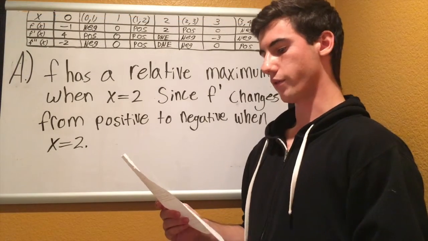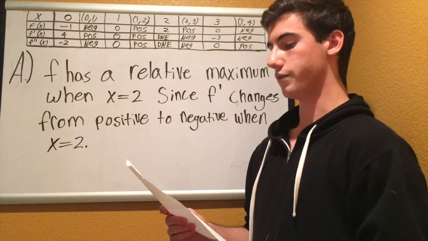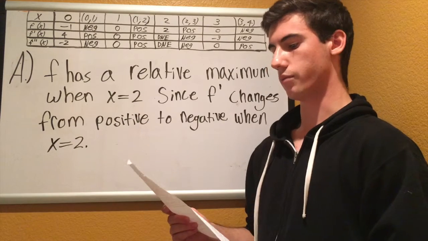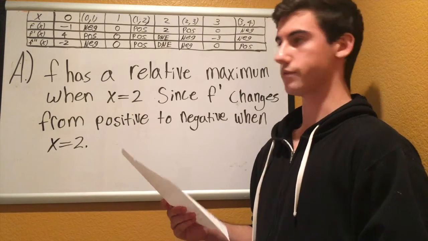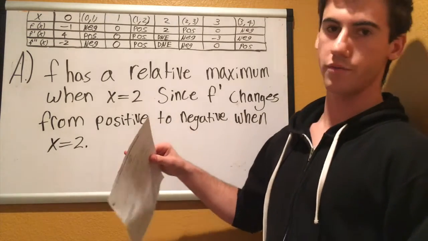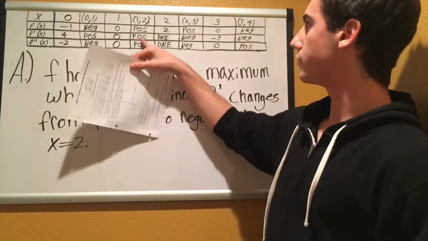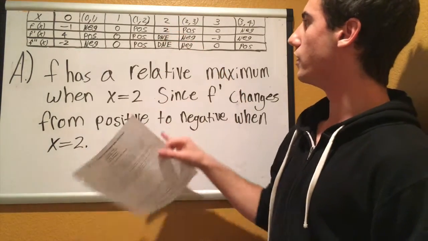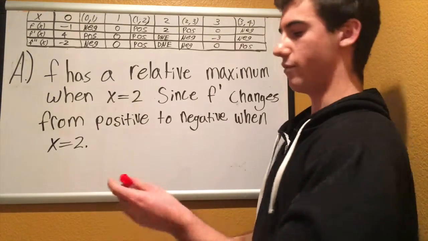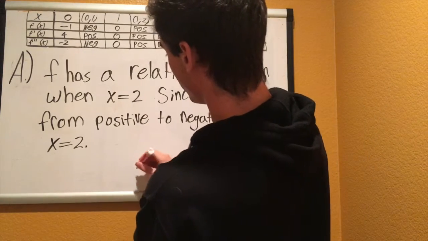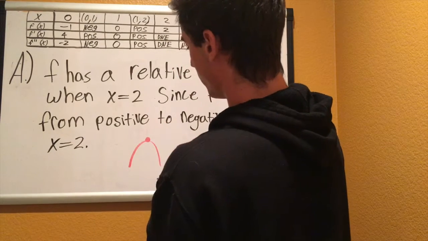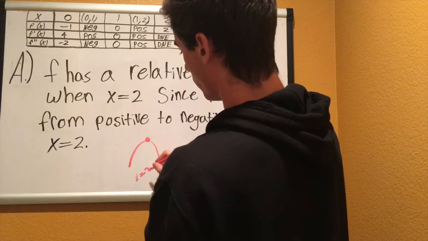Part A asks us, from the interval from 0 to 4, find all the values of x at which f has a relative extremum. Determine whether f has a relative maximum or relative minimum at each of these values, and justify your answer. So from here we can see that since the first derivative indicates the slope of the function, and it changes from positive to negative when x equals 2, there's a relative maximum when x equals 2. If I were to draw this, it would look something like this, with a positive derivative going to a negative with a relative maximum right there when x equals 2.